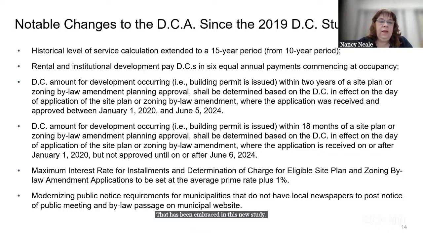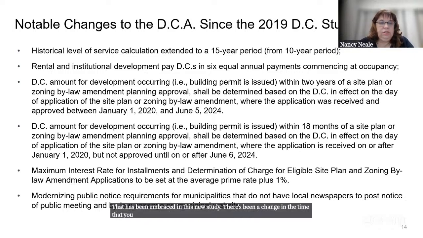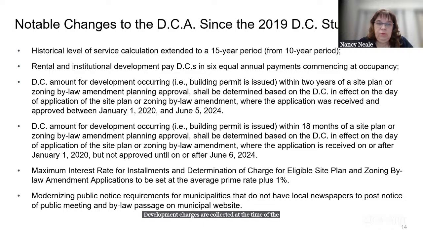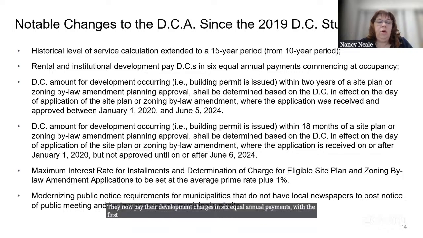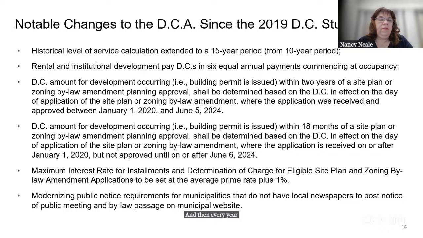There's been a change in the time that you collect development charges. For the most part, development charges are collected at the time of the first building permit issuance. But for rental housing and any type of institutional development going forward, they now pay their development charges in 6 equal annual payments, with the first payment commencing at the time of occupancy permit, not building permit. And then every year for the next 5 years, on the anniversary date of that occupancy permit, is when the city will collect the next installment for those types of developments.